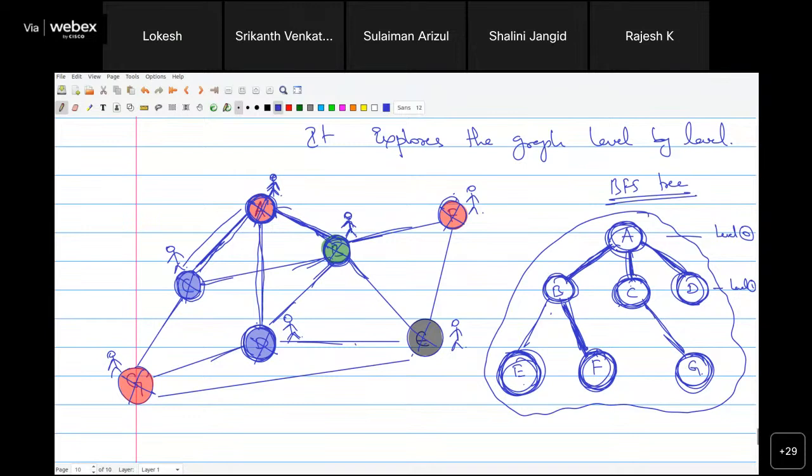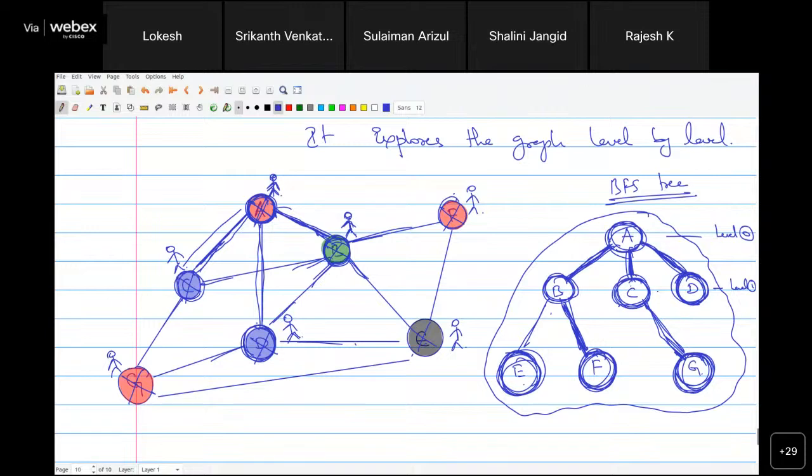A I will go to C, and from C I will reach G. And from G I will see if there are any unexplored vertices. If there are no unexplored vertices, I will come back to C, come back to A, go to D. So from D there is no vertex tagged to D, so we are done. So this is how the exploring will be done if it is BFS.